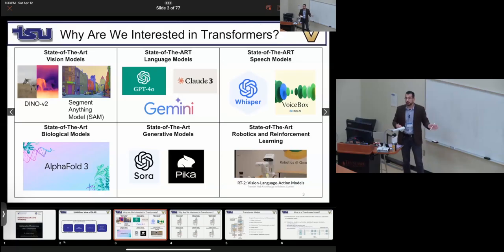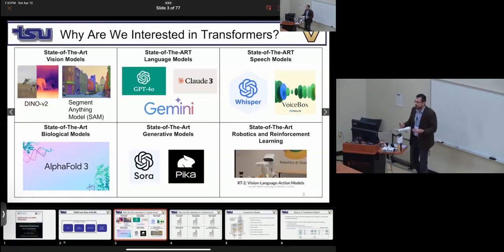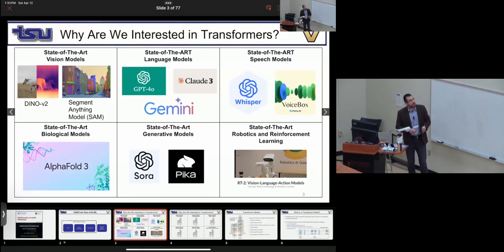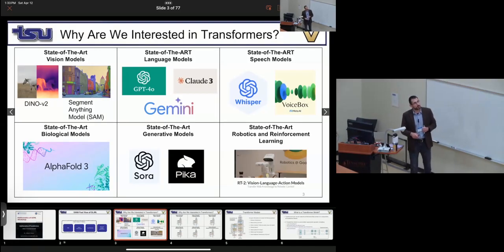State-of-the-art vision models used to be convolutional neural networks, but not anymore. They are actually hybrid models between convolution and transformer networks these days, but more like transformers. State-of-the-art language models, of course, we all use OpenAI's GPT, Claude, Gemini, and so on. These large language models are fantastic. They all use transformer networks. State-of-the-art speech models, Whisper, Voicebox from Meta, are also transformer-based models.